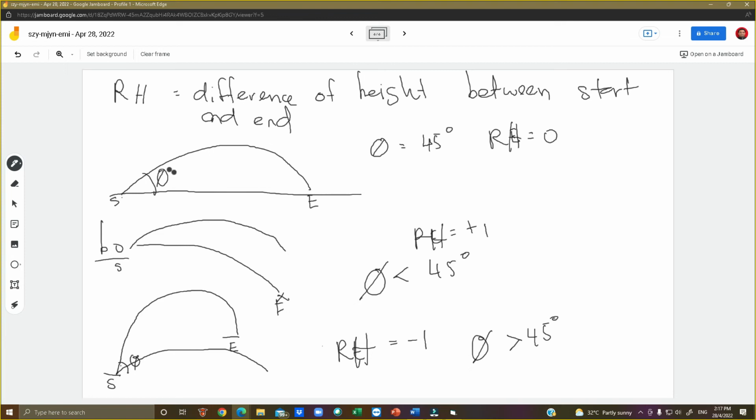So relative height, most of our case is actually relative height equals to 0. So 45 degree is the best one. Nanti kita tengok kenapa 45 degree. Okay, sampai sini dulu. We have projectile. We have factor affecting projectile. Boleh dapat? Boleh sir. Boleh. Okay.